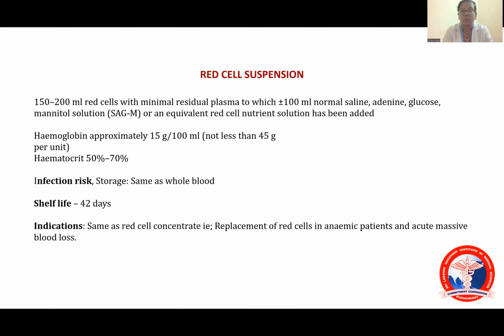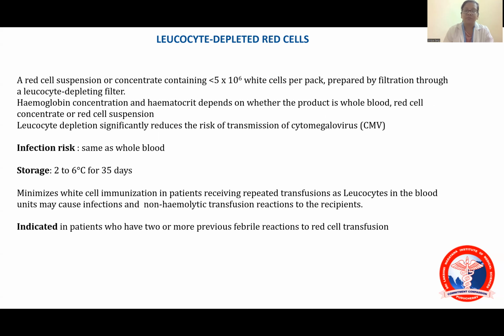Indications is same as red cell concentrate, that is replacement of red cells in anemic patients with acute massive blood loss. Next components are leukocyte depleted red cells. A red cell suspension or concentrate containing less than 5 into 10 raised to power 6 white cells per pack, prepared by filtration of an leukocyte depleting filter. Hemoglobin concentration and hematocrit depends upon whether the product is whole blood, red cell concentrate, or red cell suspension.